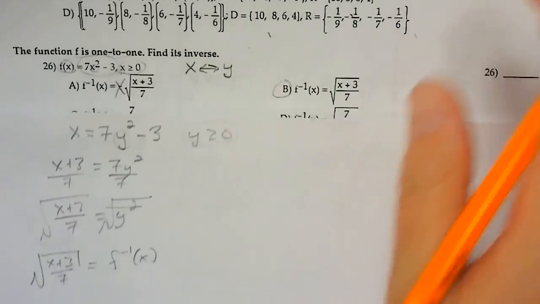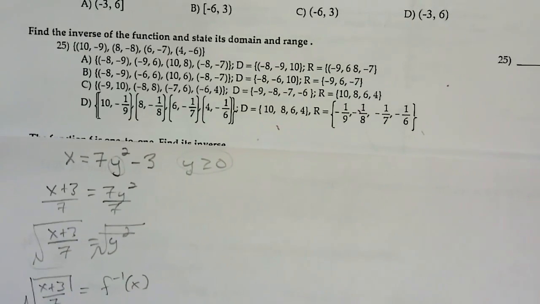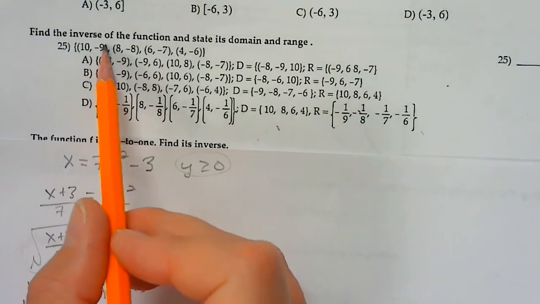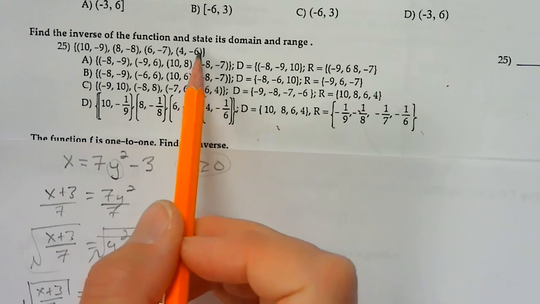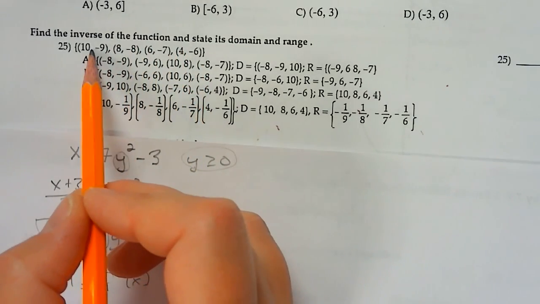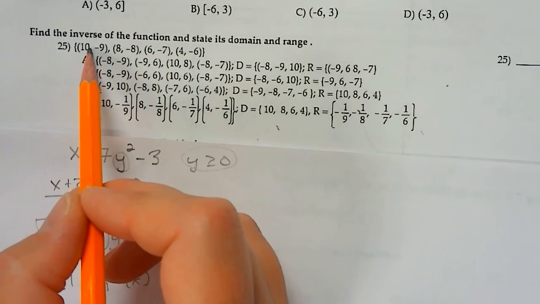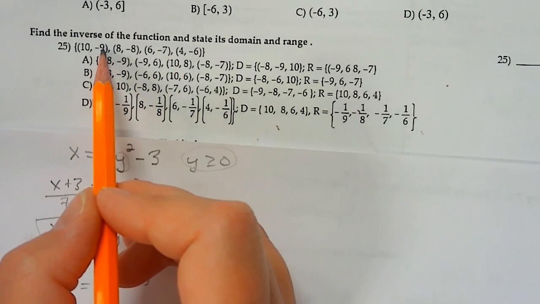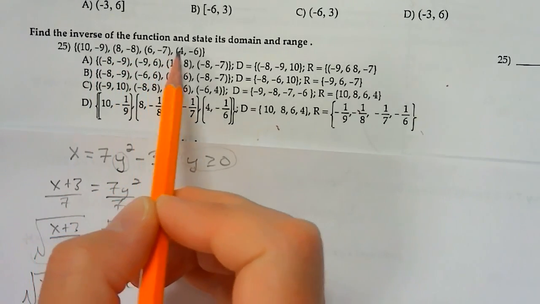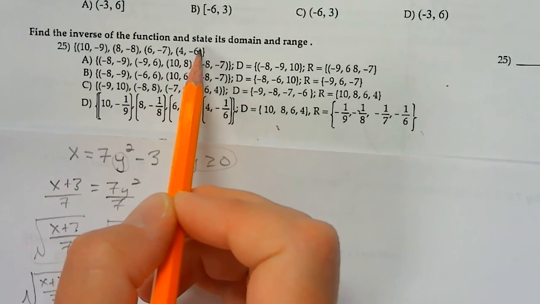Now, the problem above that, 25, is find the inverse when they give you just 4 points. So we might want to check if it's one-to-one first, but I don't see any repeats in the x's. We have 10, 8, 6, and 4, and I don't see any repeats in the y's, -9, -8, -7, and -6. So it is one-to-one.